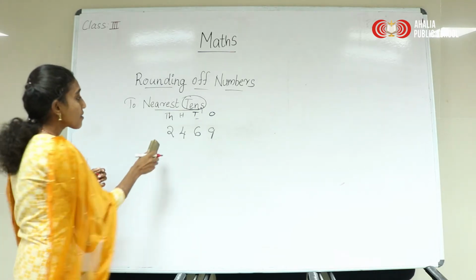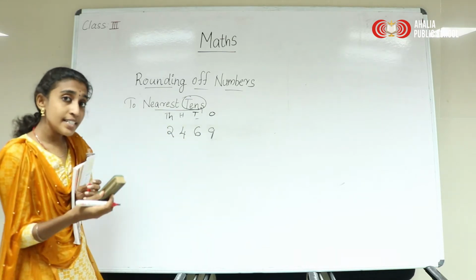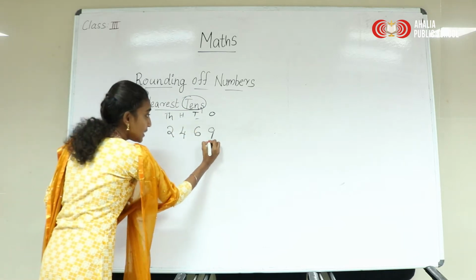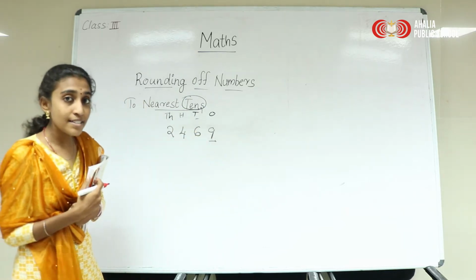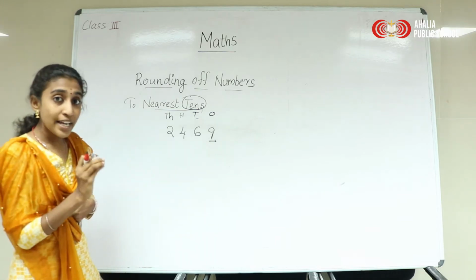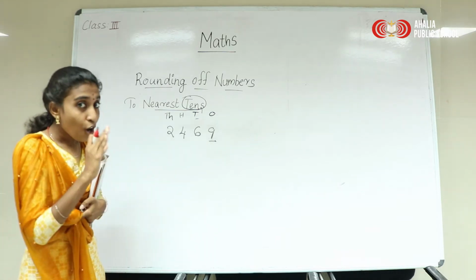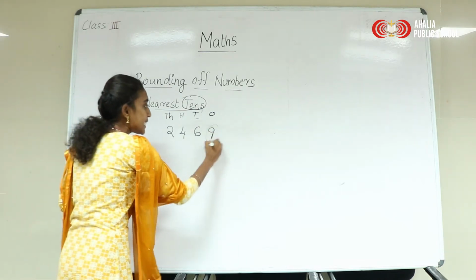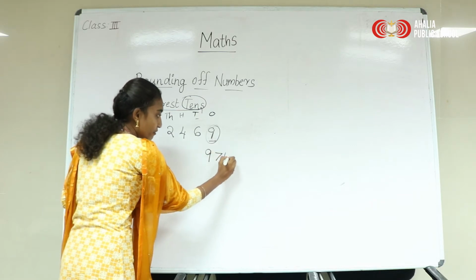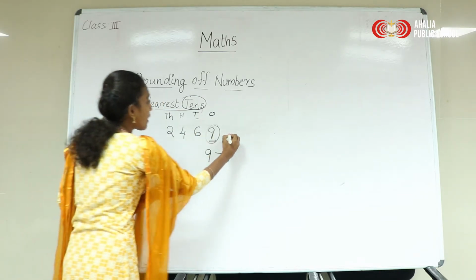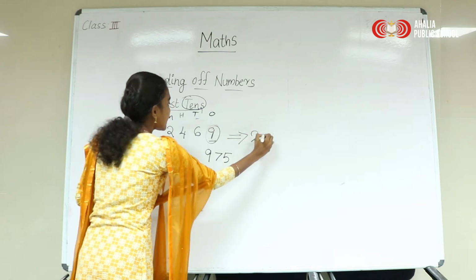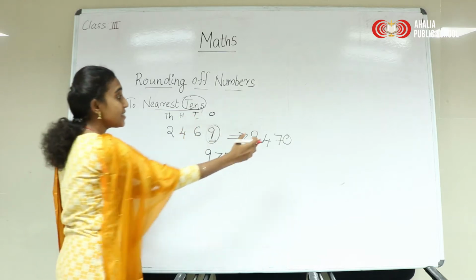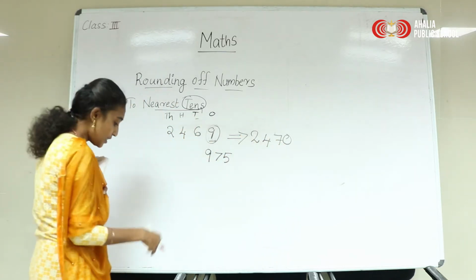What will we check? We will check the number in the ones place. The number in the ones place is 9. We check whether 9 is 5 or greater than 5. Obviously 9 is greater than 5. So we are rounding this number to the next 10 value. What comes after 60? It is 70. Clear children?